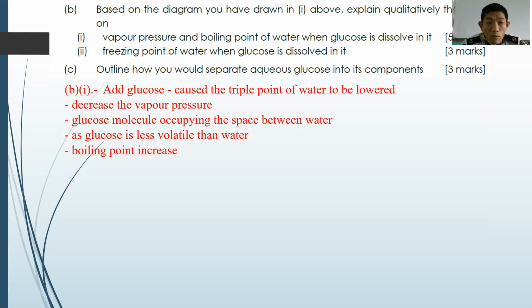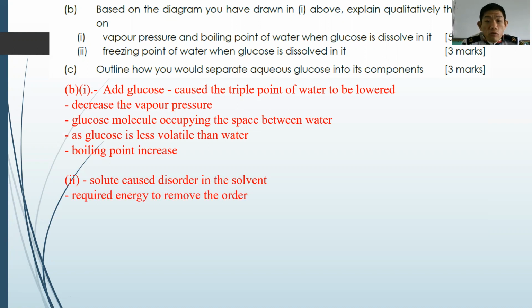As for the freezing point of water, it is also caused by the same reason, the triple point being lower. So when the triple point is lower, the solute causes disorder inside the solvent. Okay, so when the solute causes disorder inside the solvent, it requires more energy to remove the disorder. So as a result, the melting point decreases more than expected. Okay, so that is how you are going to describe the freezing point or the melting point of the aqueous glucose, which causes the melting point or freezing point to decrease.